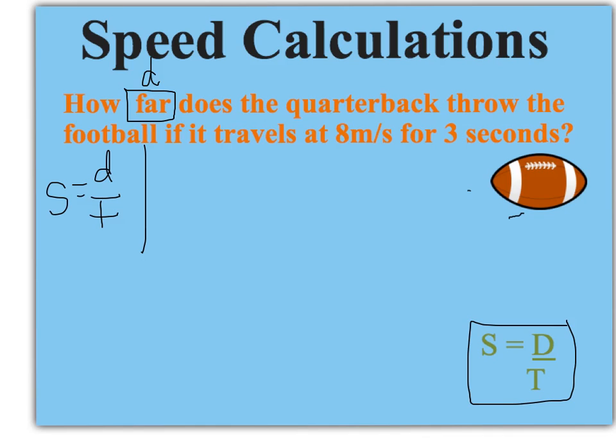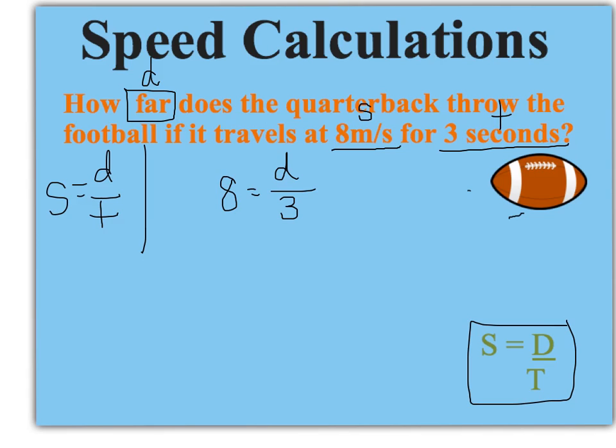How far does the quarterback throw the football if it travels 8 meters per second? Meters per second. That is a speed value for 3 seconds. Seconds is a unit for time, so that's a time value. So now what I'm going to do is plug what I know into the formula. I know that the speed is 8, so 8 equals, and then I don't know what the distance is, so I'm going to write a D up there, and I'm going to divide that by the time of 3 seconds.